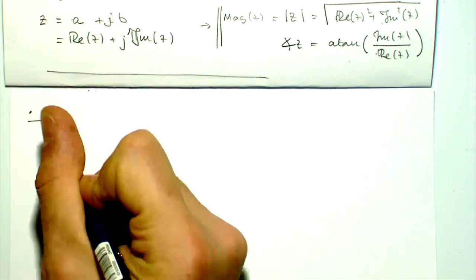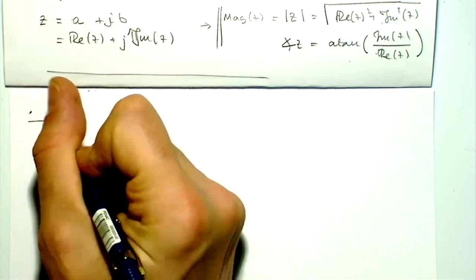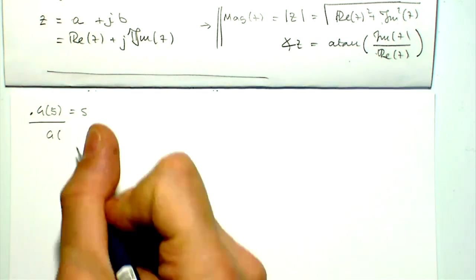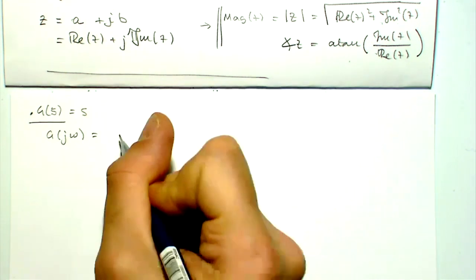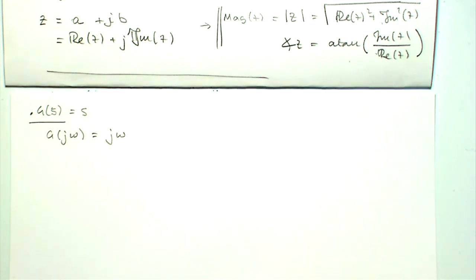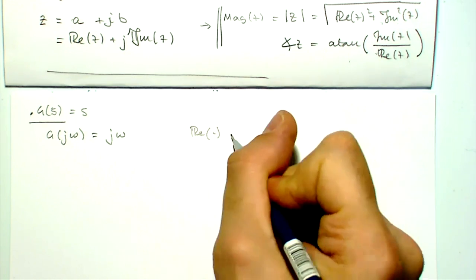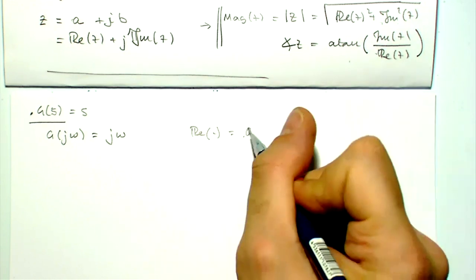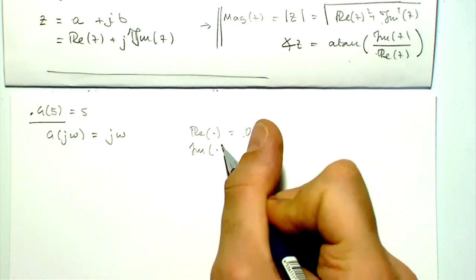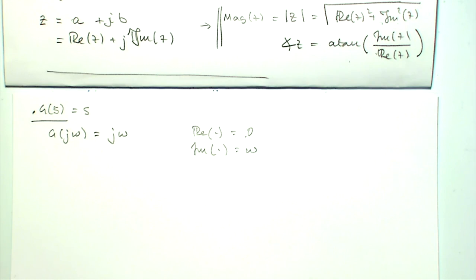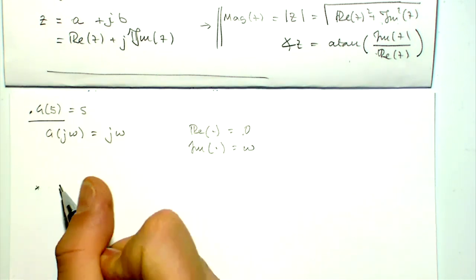Let's suppose our transfer function is G of s equals s. We want to look at G of j omega, which is j omega, right? So what's the real part of this? The real part here is 0. What's the imaginary part? Well, the imaginary part is omega, right? Let's go and see what the magnitude and phase are.